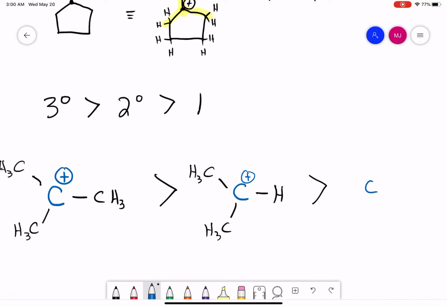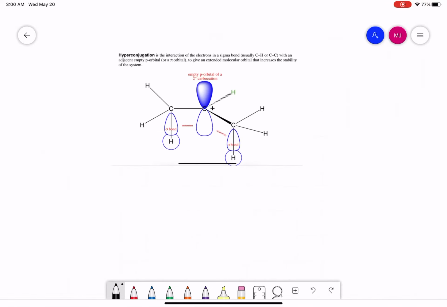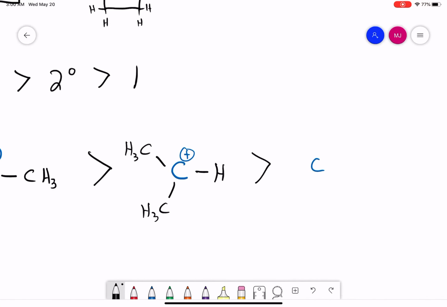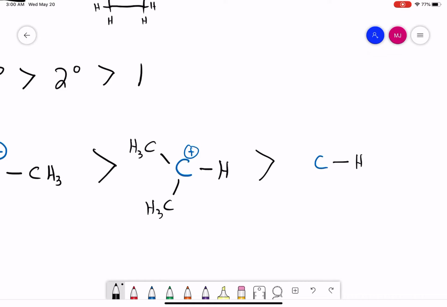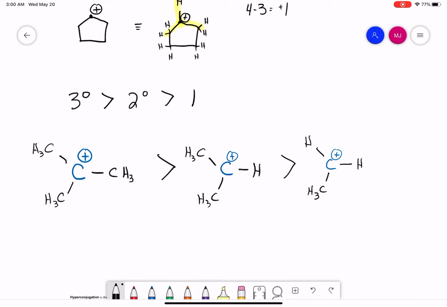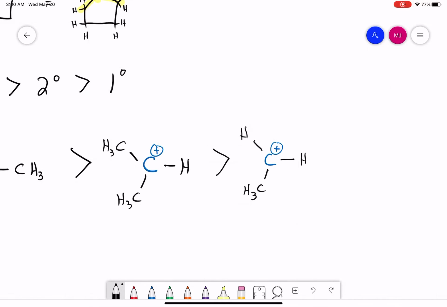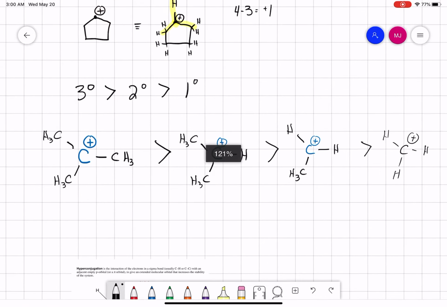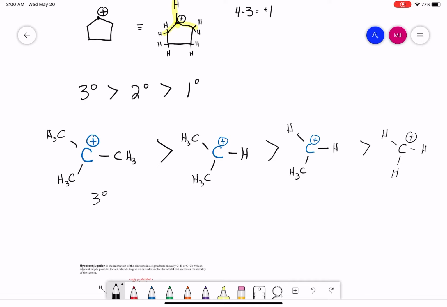So that is a carbon that's connected to 2 hydrogens and then 1 other carbon, and that has a plus here. Those are always going to be more stable than a methyl carbocation that's attached to 3 H's, but we're really not going to encounter those much. So we see tertiary is more stable than secondary, which is more stable than primary.